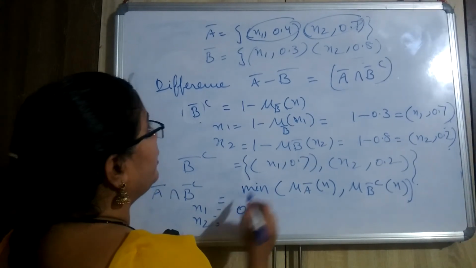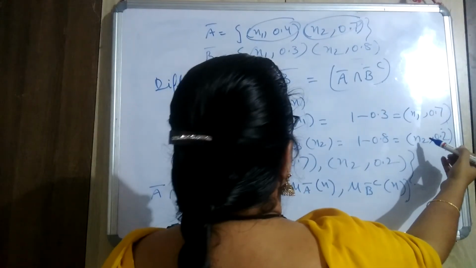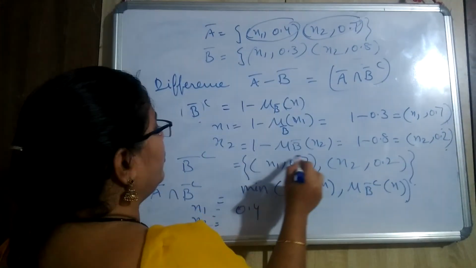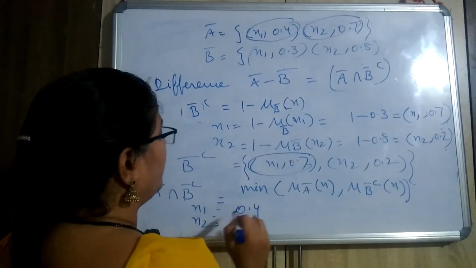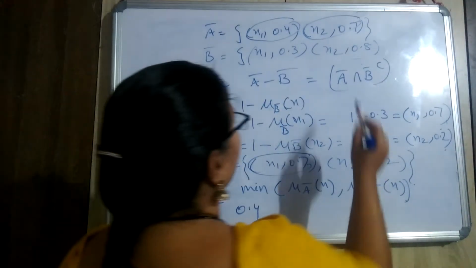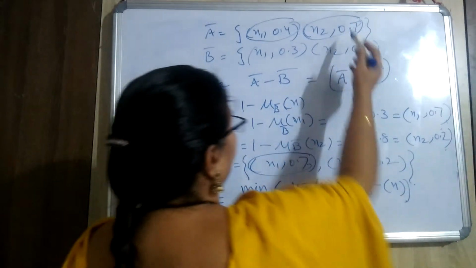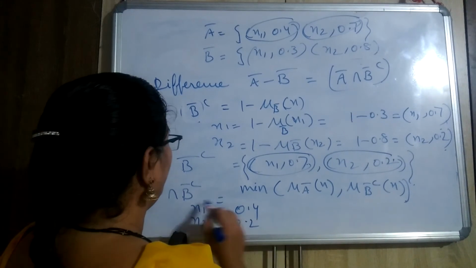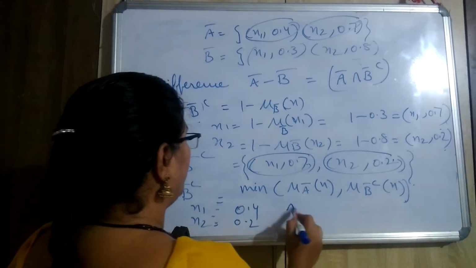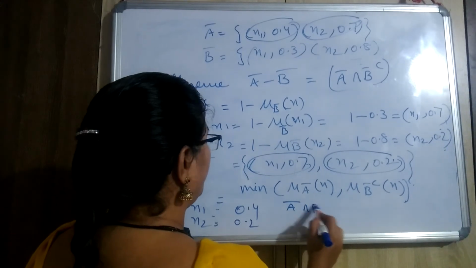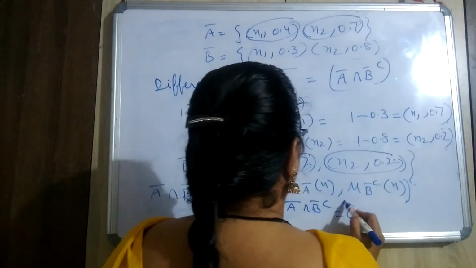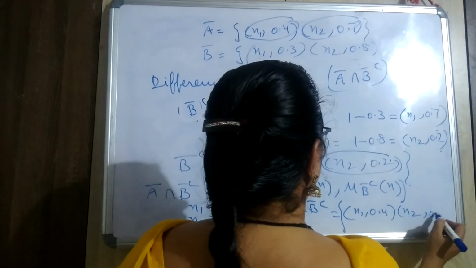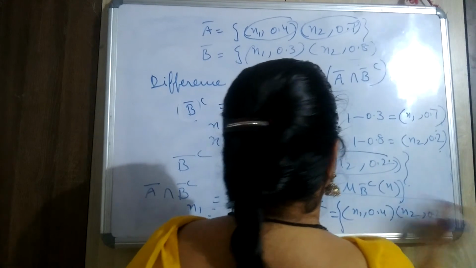At x1 it is 0.4, and at x2 it is 0.7 and 0.2. The B complement I am watching here. At x1 it is 0.4 and 0.7. Which one is the minimum? 0.4 is the minimum. And coming to the next one, 0.7 and here it is 0.2. Which one is the minimum? 0.2. So what is the A intersection B complement? That is A bar intersection B complement bar, given as x1 comma 0.4 and x2 comma 0.2. So this is the required one.